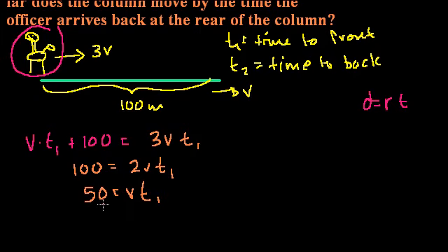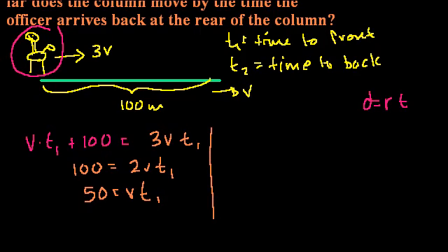v t1 is equal to 50. The velocity of this column of soldiers times the time it takes this officer to get to the front is equal to 50. Well, that doesn't solve our problem yet. We want to know how far does the column move. We have 2 variables with 1 equation. Not helpful yet. Let's see if t2 can help us a little bit.